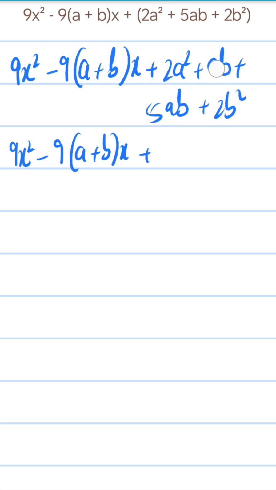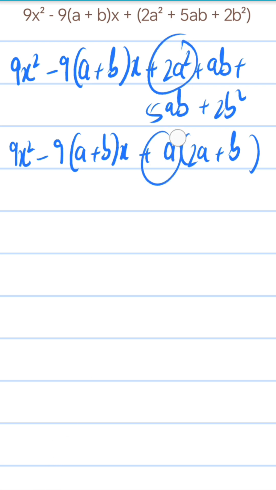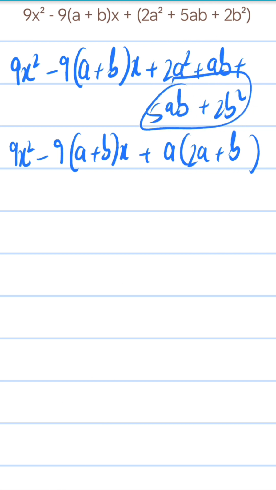Now you can take a as common from the first two terms. If you take a common, then (2a + b) will be left. Taking common means you are going to divide the terms by that common. So if you divide 2a² by this common a, 2a will be left, which we are writing here. If you divide ab by a, you are going to get b. I hope you have got it. Now in the last two terms, you can take b as common.